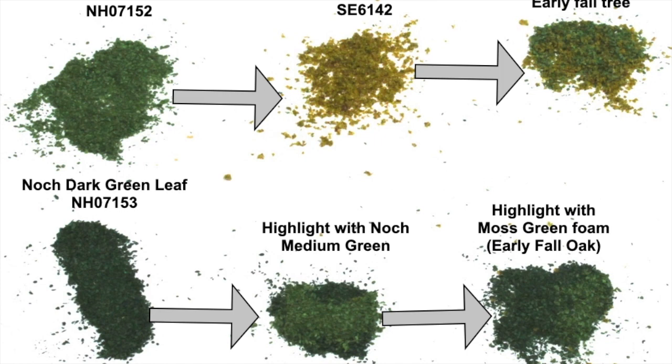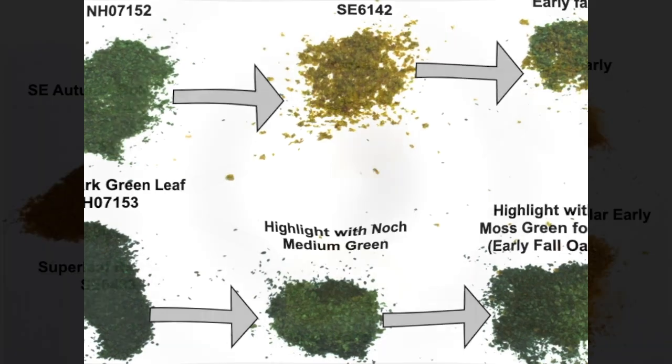And what that produces is the color you see on the top right there, which is like an early fall tree. However, if you were modeling this in the summer, I would also suggest doing this, because what you're essentially doing is creating highlights and shadows within the body of your tree. You can see a similar approach with the dark green leaf in the bottom left-hand corner, highlighted with medium green, which is the same color as you see in the upper left, by the way, and then highlighted with moss green foam, and that creates an early fall oak color.